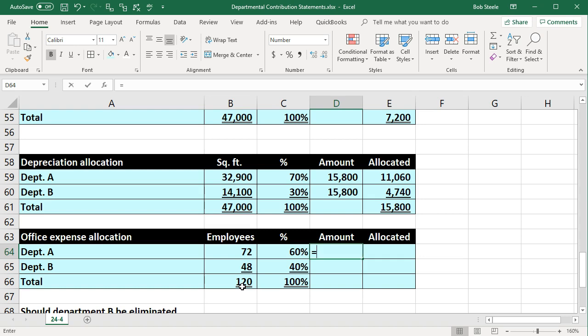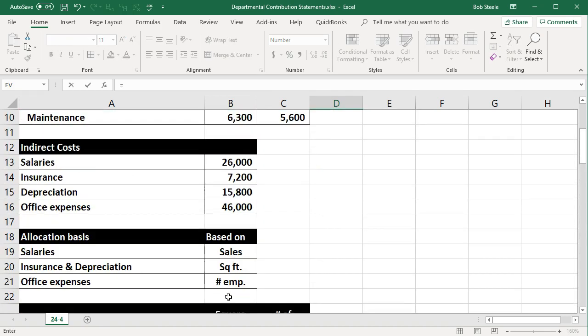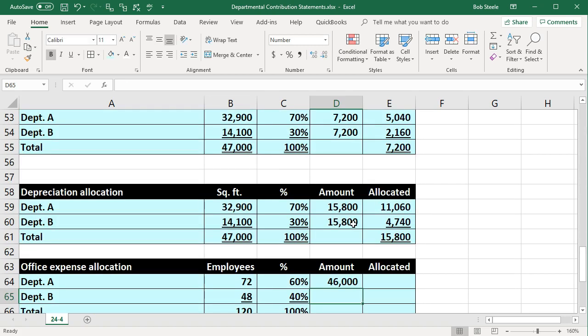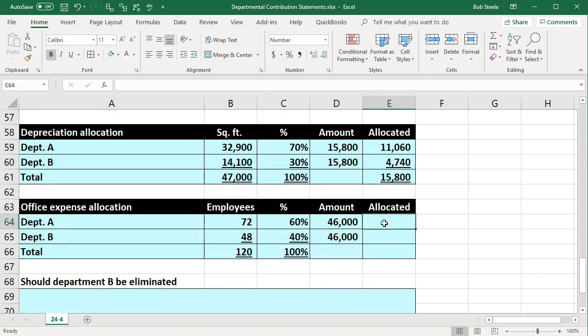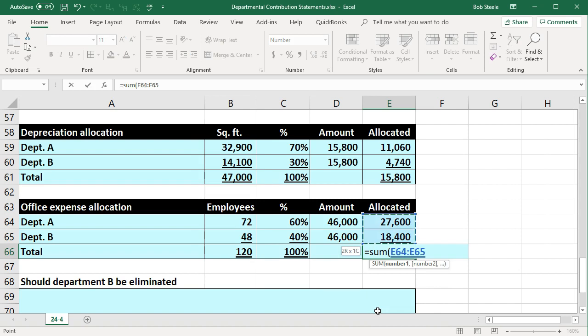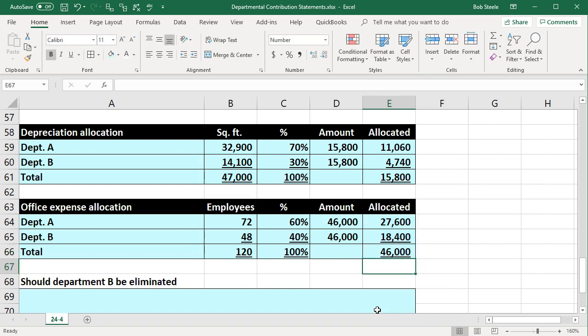The office expense. So we're going to go back up and say, well, the total office expense was the 46,000 in our data that we're now going to break out between A and B. So we're just going to say, all right, 60% of the 46,000 is going to Department A, and 40% of the 46,000 is going to Department B. If we sum those up, we're going to get the 46,000.